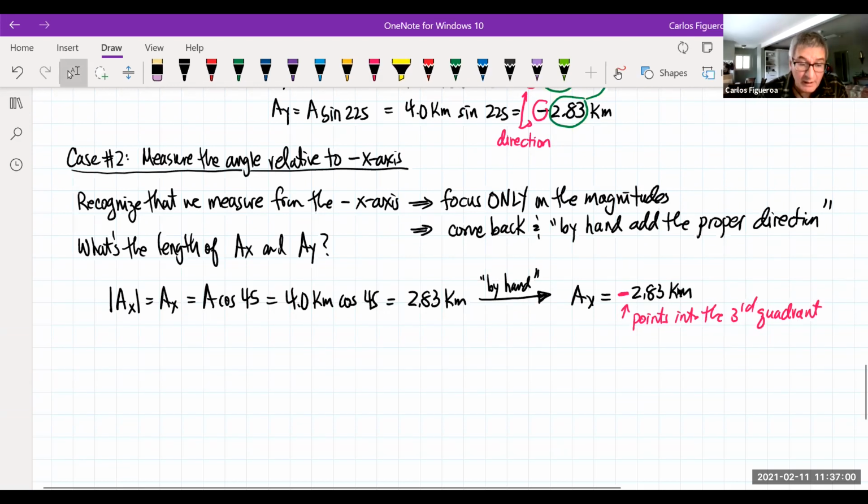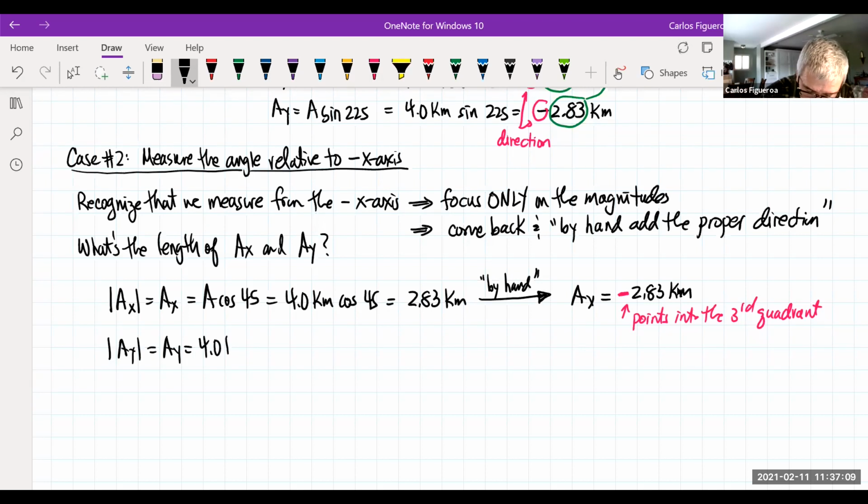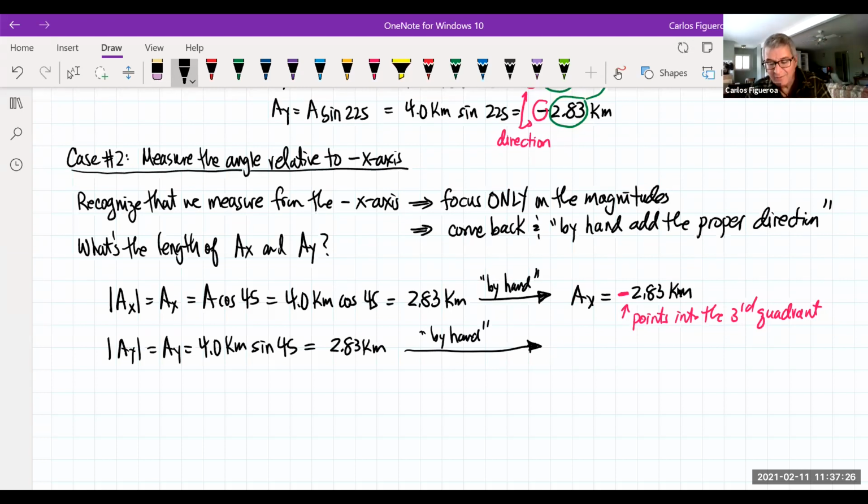And then I do the same thing with AY. I want the length of this, which of course is going to be 4.0 kilometers times the sine, and I know that we get the same value, but I think we should go through the process. And what am I going to get? 2.83 kilometers. And then by hand I add the sign, and we can see that AY points negative. So then AY, of course, is minus 2.83 kilometers, and that's in the third quadrant. So we say the same type of thing.